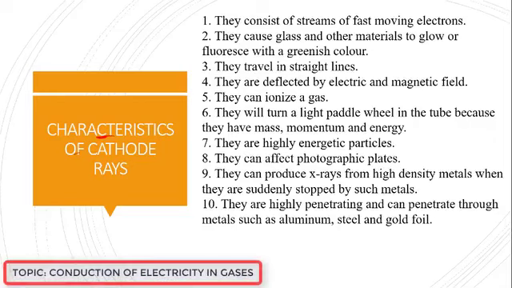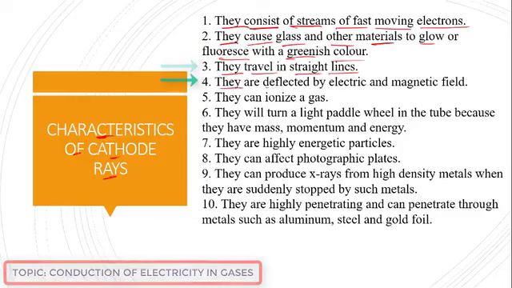Now let's see characteristics of cathode rays as gases tend to conduct electricity. One of the characteristics they possess is that they consist of streams of fast-moving electrons. The second is that they cause glass and other materials to glow or fluoresce with a greenish color. The third is that they travel in straight lines. The fourth is that they are deflected by electric and magnetic fields. Also, they can ionize a gas.